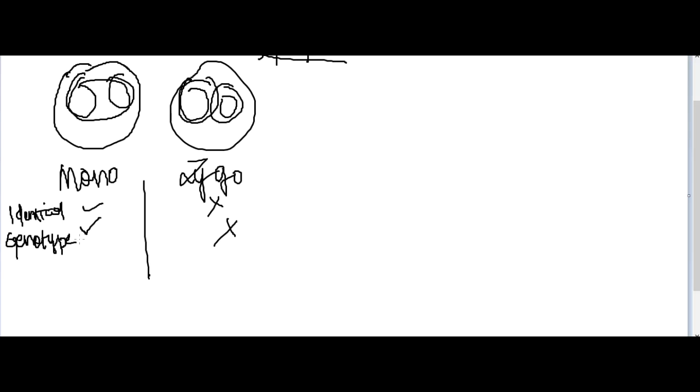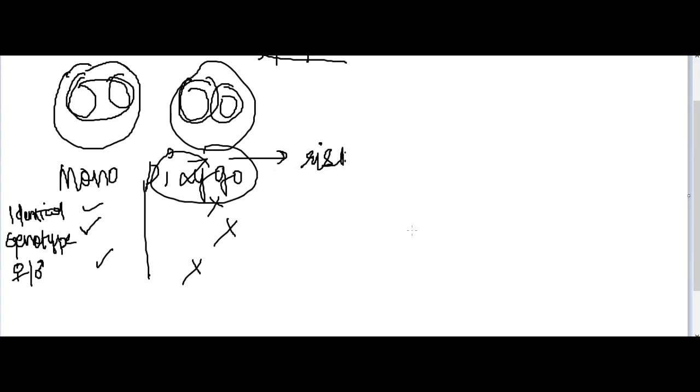Genotype is similar in monozygotic twins; it is different in dizygotic twins. If you see the gender, whether male or female, the gender is similar in monozygotic twins, and not similar in dizygotic twins. So first let us learn the risk factors of dizygotic twins.